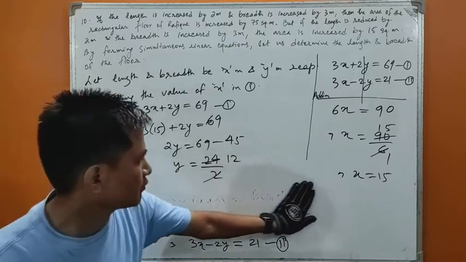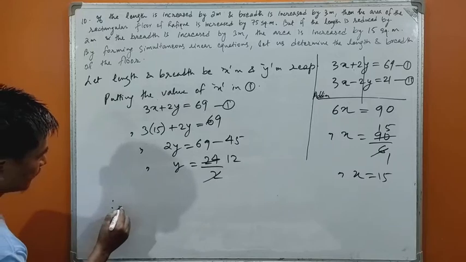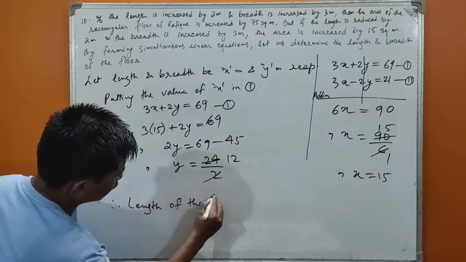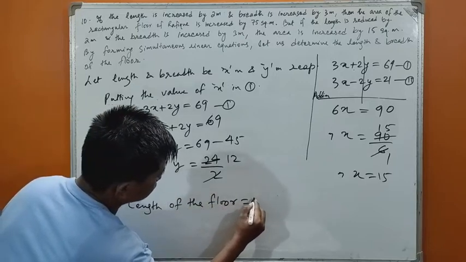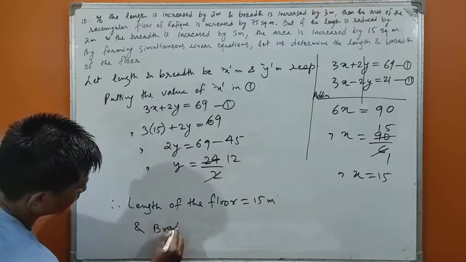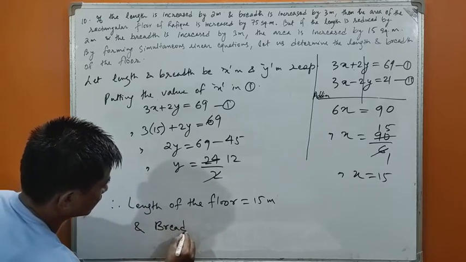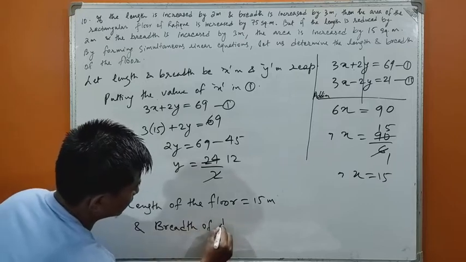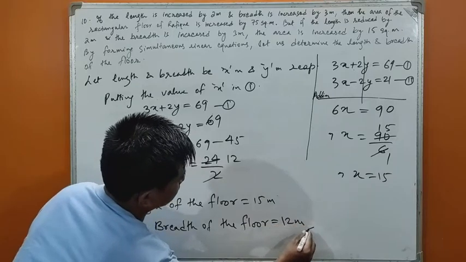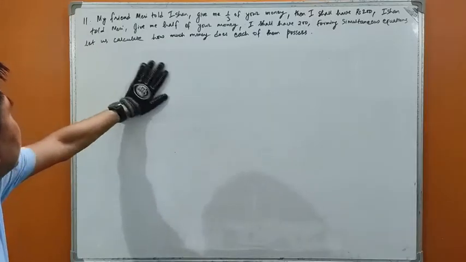So, x is the length of the floor and y is the breadth of the floor, isn't it? Therefore, length of the floor equals 15 meters and breadth of the floor equals 12 meters. Okay, these are the length and breadth of the floor. I hope you got this. Okay, now let us do question number 11.